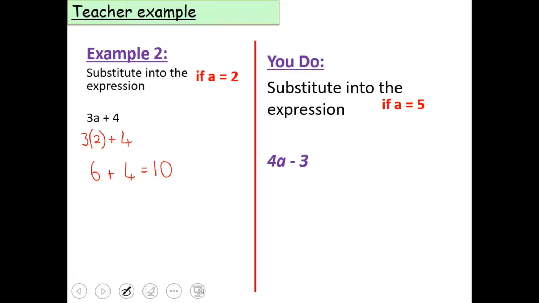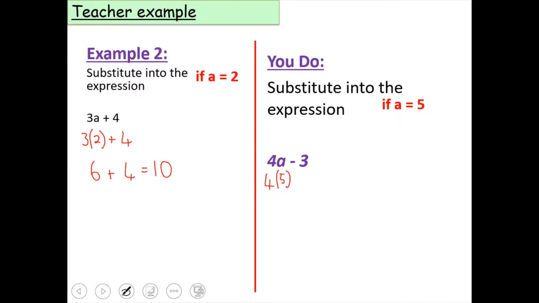Right, what you should have done is attempted the question, and we'll do this one together as well. This time the value of a is 5. So I need to replace the a with 5. Let's look at the question. Underneath, let's write 4, and replace the a with the 5.